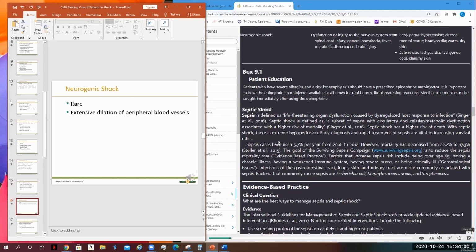Factors that increase sepsis risk include being over the age of 65, having a chronic illness, having a weakened immune system, having severe burns, or being critically ill. Infections of the gastrointestinal tract, lungs, skin, and urinary tract are more commonly associated with sepsis. Bacteria that commonly cause sepsis are Escherichia coli, E. coli, Staphylococcus aureus, and Streptococcus.